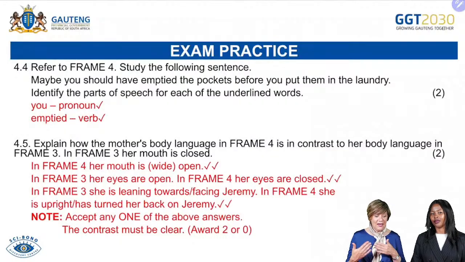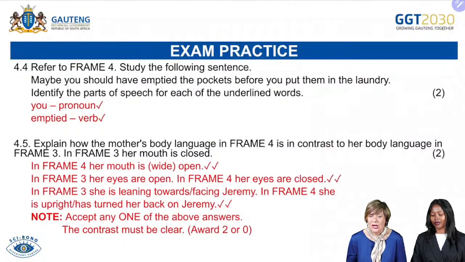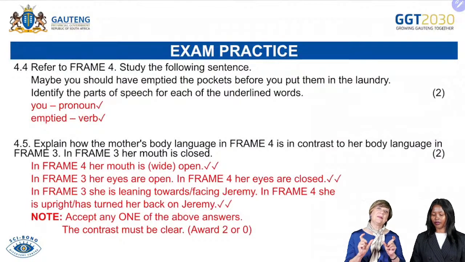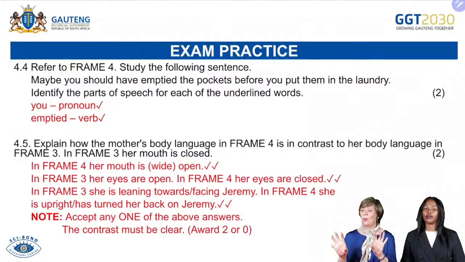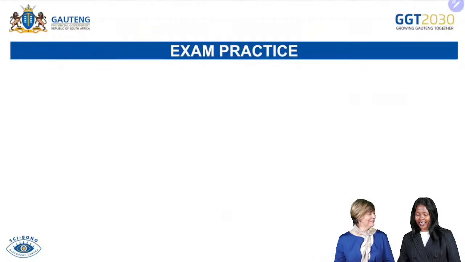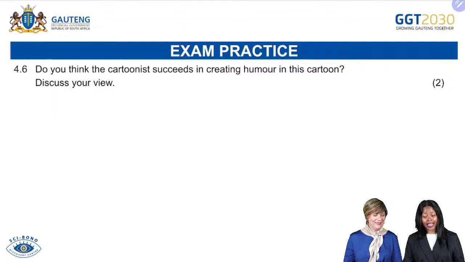In frame 4, her mouth is wide open, but in frame 3, her mouth was closed. Can you see that I show the contrast on the same thing? In frame 3, she's leaning towards Jeremy, and in frame 4, she has turned her back on him. So be very specific when you make a contrast: show what happens in the one frame, what happens in the next frame, and show that contrast very clearly. Then we move to the last question, which is our open-ended question. Do you think the cartoonist succeeds in creating humor in this cartoon?